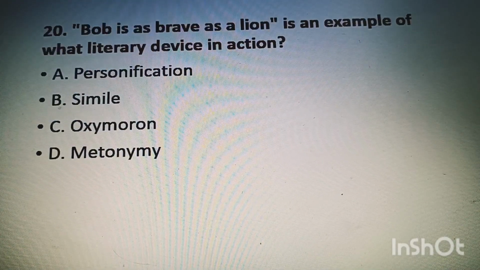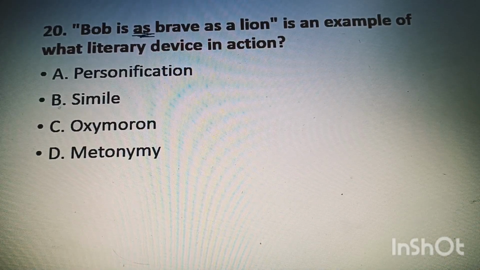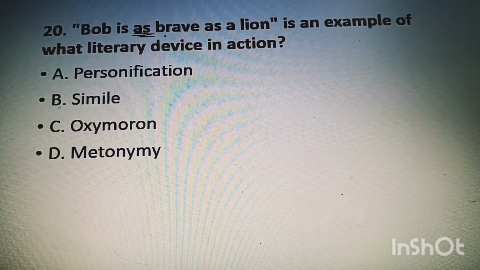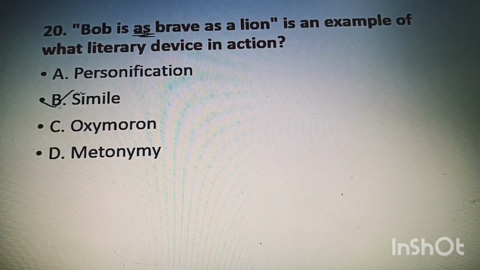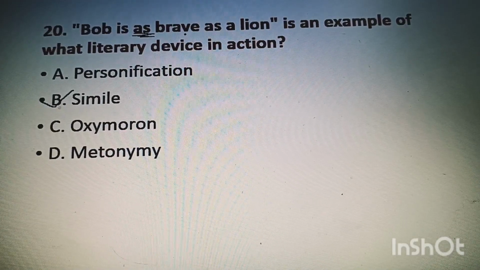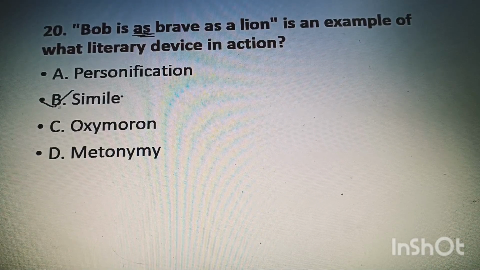Clear? Question number 20. Bob is as brave as a lion. As. Use of as or like or so, that is simile. So, Bob is as brave as a lion. Lion की तरह बहादुर है is an example of what literary device in action. So this is simile.